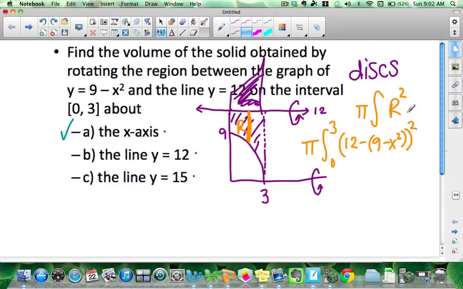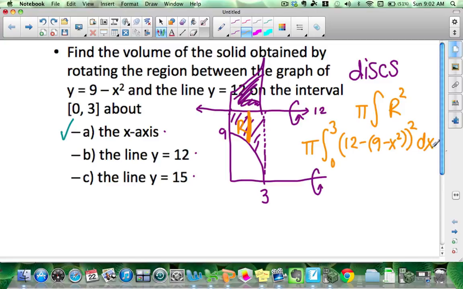Squared. Don't forget that because we are doing circles here, pi r squared. And I'm going to integrate with respect to x. And that's it for this example because this is a disk, all right? It's been displaced up. We're not rotating around the axis like the actual x-axis. We're rotating around something parallel to it, but it's still just a disk.